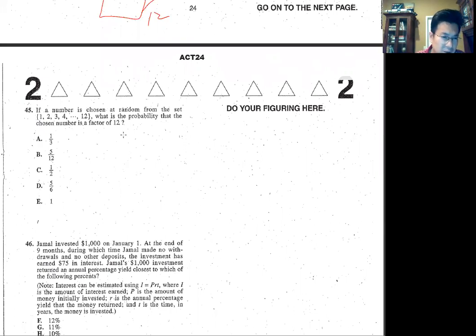A number is chosen at random from the set. What is the probability that the chosen number is a factor of 12? So the factors of 12 are 1, 2, 3, 4, 6, 12. That's 6 out of 12, which is 1/2.